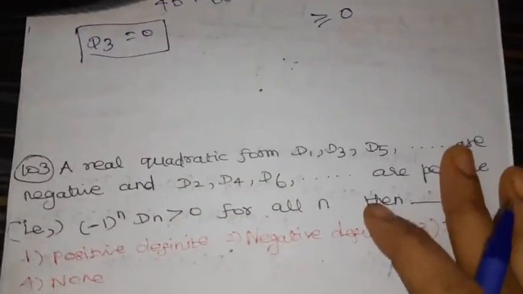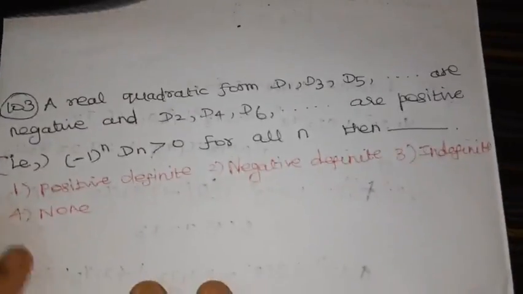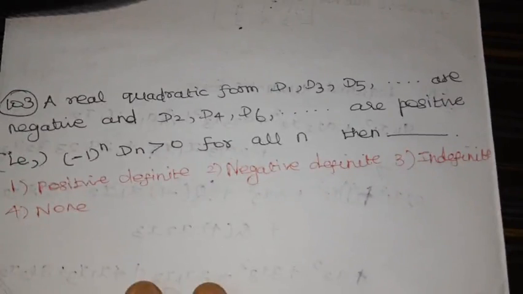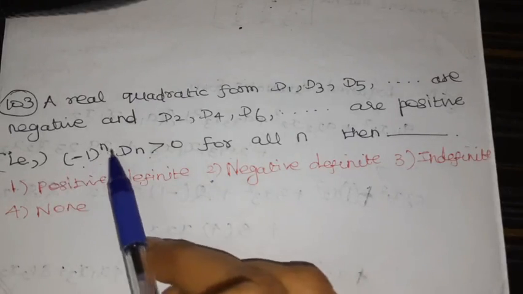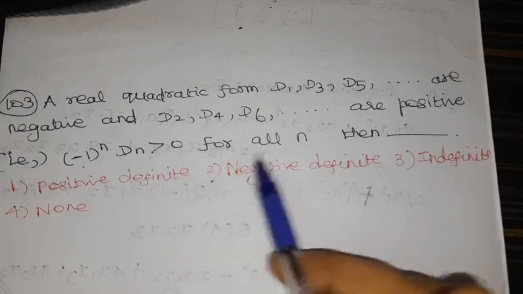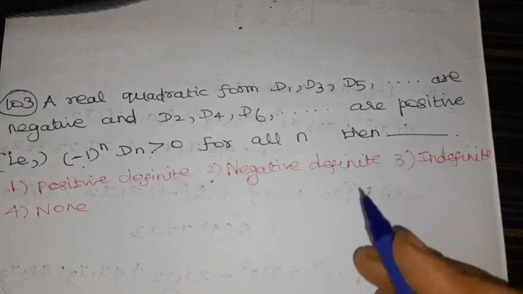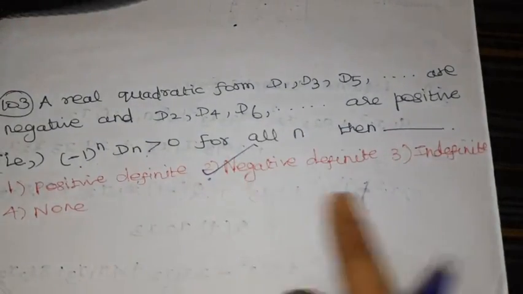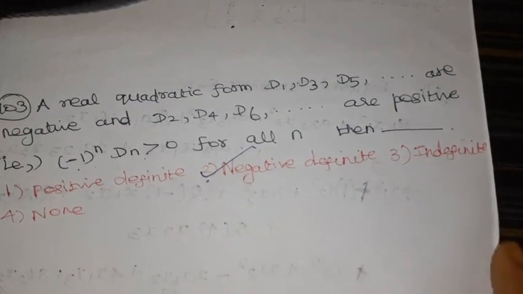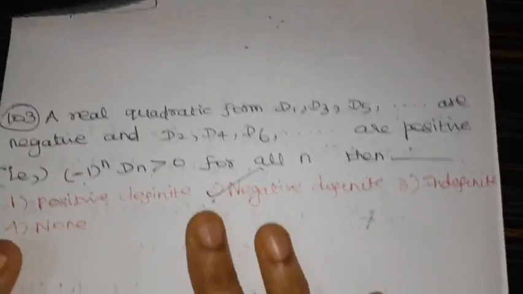Then question number 103. A real quadratic form where D1, D3, D5 are negative and D2, D4, D6 are positive, which means minus 1 the whole power n times Dn is greater than 0 for all n, which means that it is negative definite. For this condition the answer is negative definite. Okay.